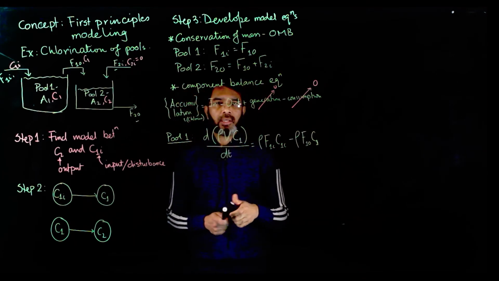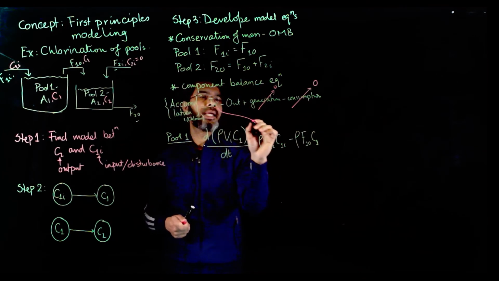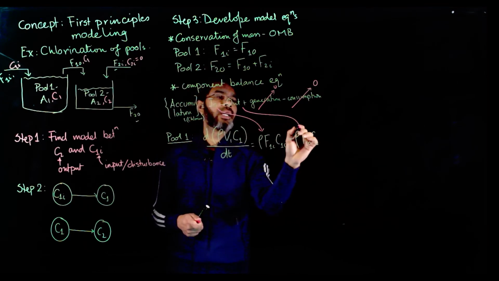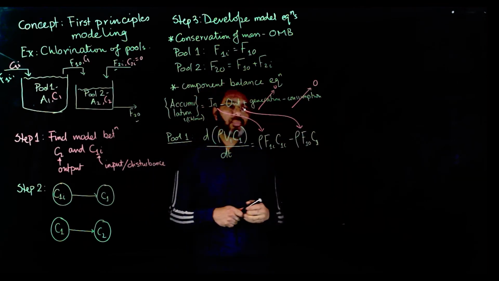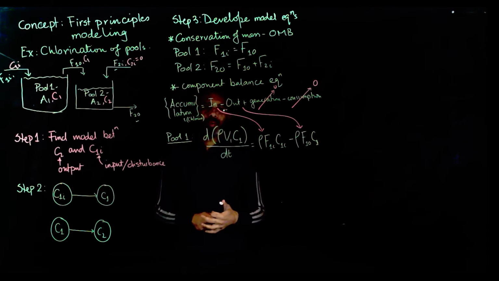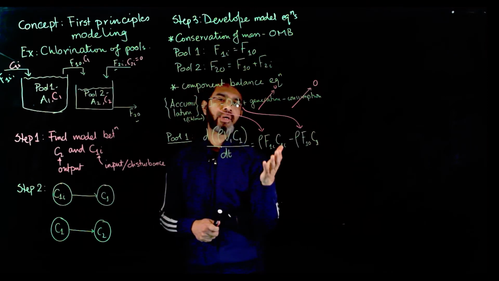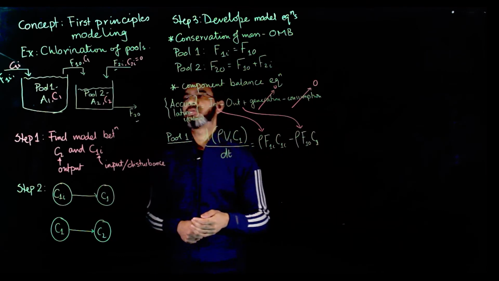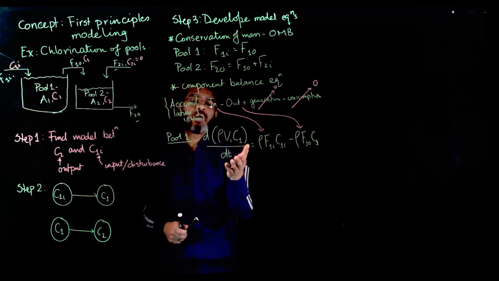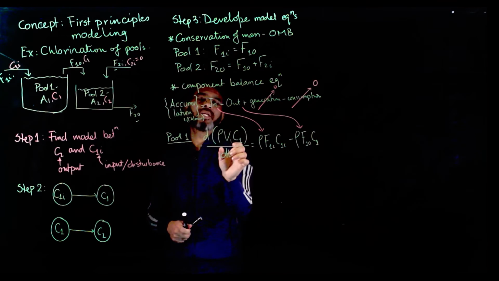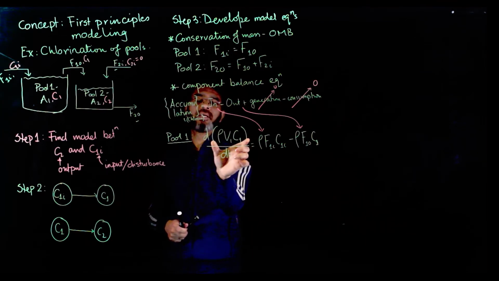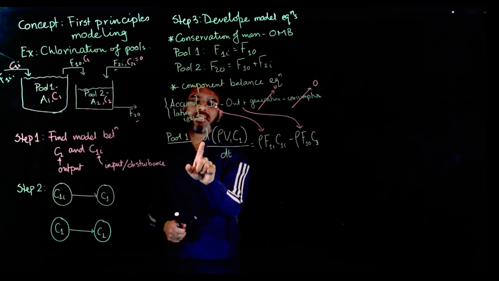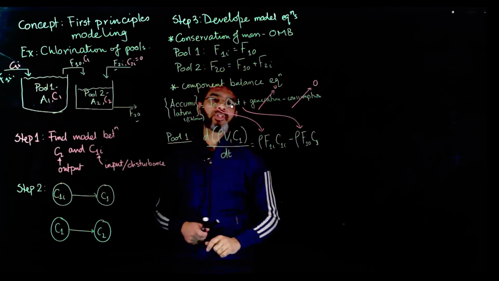Okay. So this one is in here and this one is out for pool 1. Carefully look at this equation. We are saying that C1, C1I, C2, all these are in terms of mass fraction. So the rate of accumulation of mass will be total liquid times mass fraction, that will give the mass of chlorine, and then its rate of change with time gives the accumulation term.